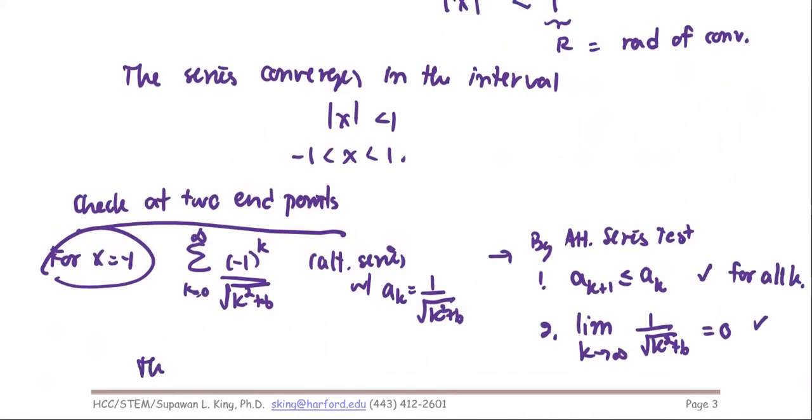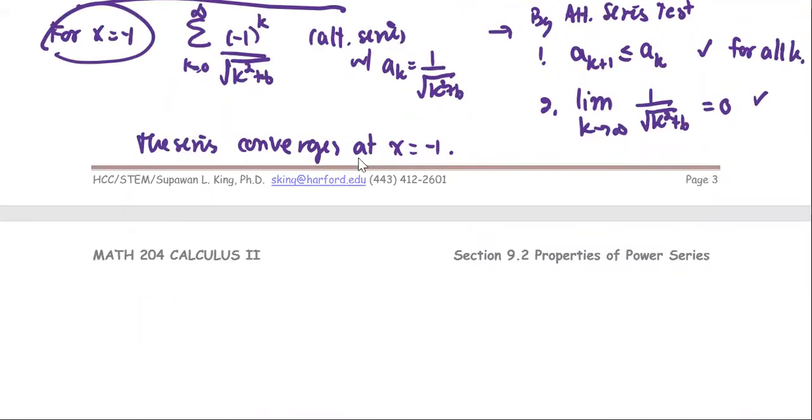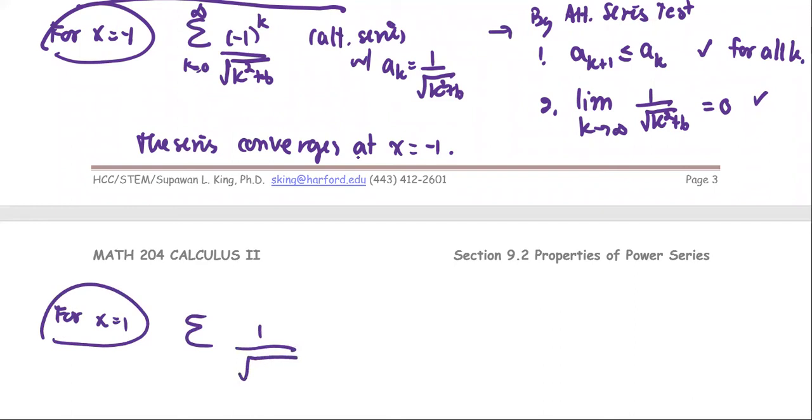Therefore, the series converges at x equals negative 1. So we include the left endpoint in the interval of convergence. Next, we're going to check the other end. For x equals 1, the series becomes 1 to the power k, which is 1, divided by the square root of k squared plus 6, k from 0 to infinity.